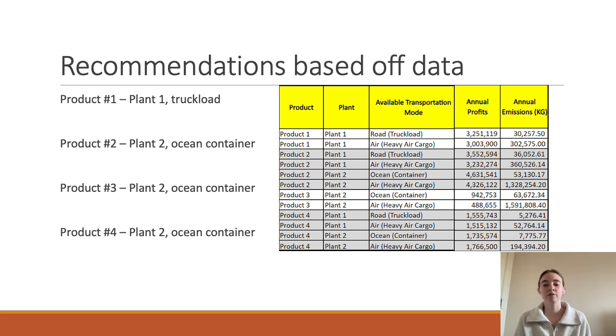Finally, for product number 4, your company should utilize plant 2 with the ocean container. Much like product 2, we chose a method that has a slightly higher amount of emissions, but this also comes with higher profits. With these options, product 4 will make $1,735,574 in annual profits and produce 7,445.77 kilograms of emissions annually.